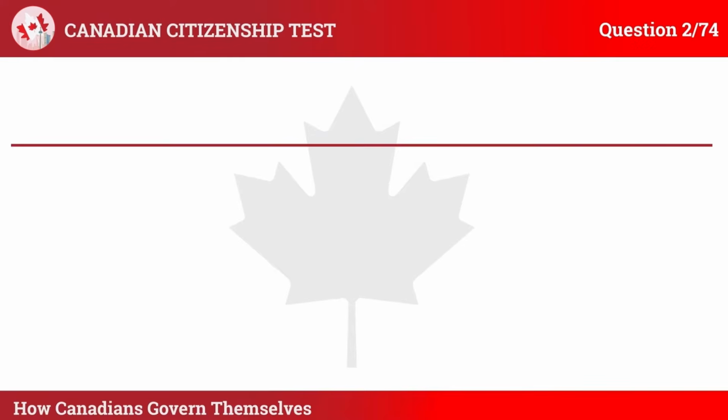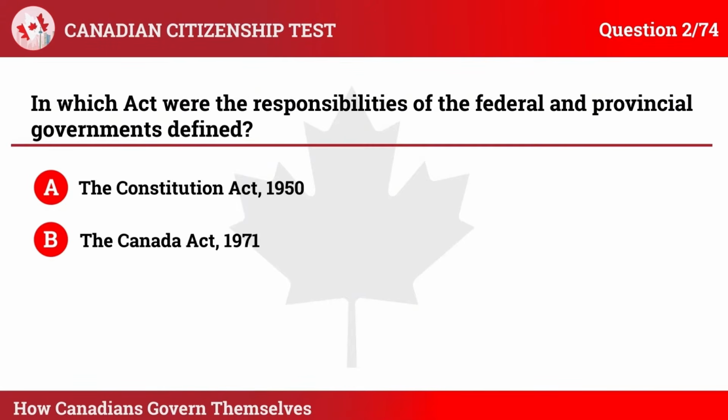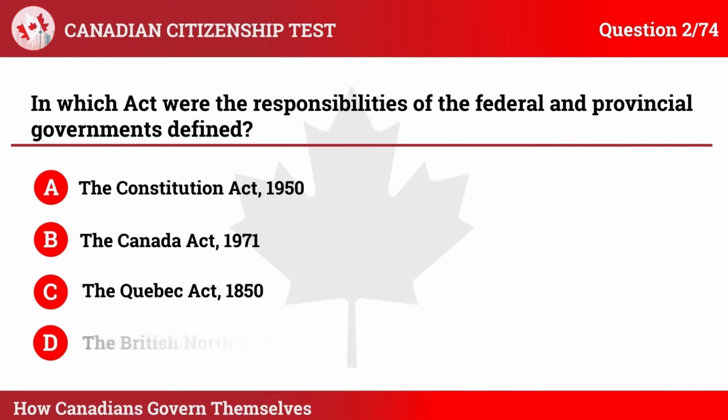Question 2. In which act were the responsibilities of the federal and provincial governments defined? A. The Constitution Act, 1950. B. The Canada Act, 1971. C. The Quebec Act, 1850. D. The British North America Act, 1867.